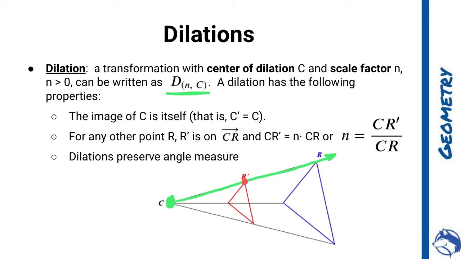And the way that we figure out our scale factor is we do CR prime, the segment, divided by CR. So whatever our image that we have, so it's our center of dilation to the point of our image, we divide it by the center of dilation to the original point from the pre-image. And so that's how we figure out what the scale factor is. And that order does matter.